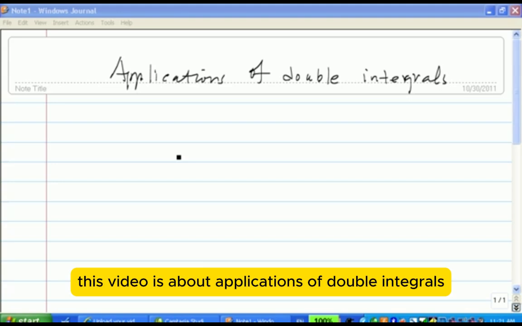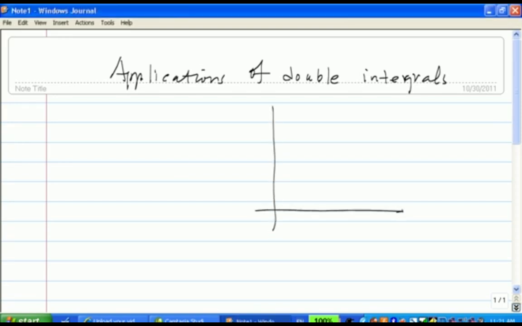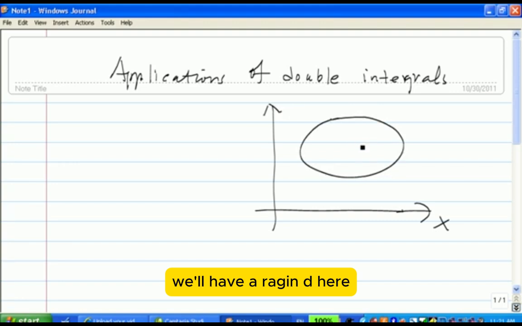This video is about applications of double integrals. First, let's look at mass. Here's the problem. We'll have a region D here.